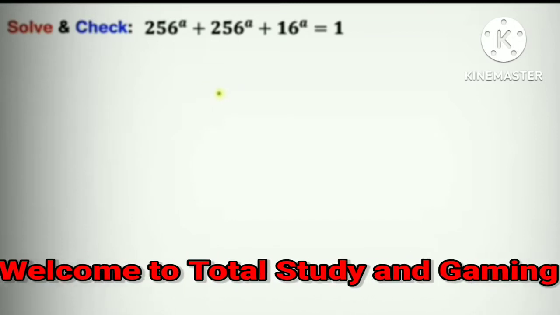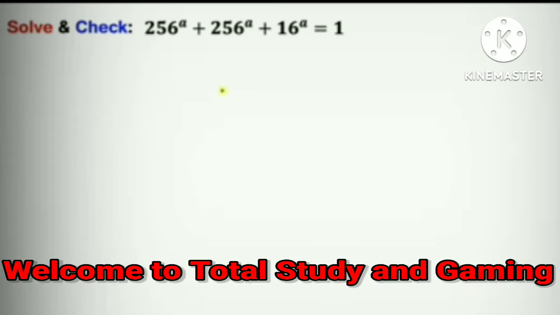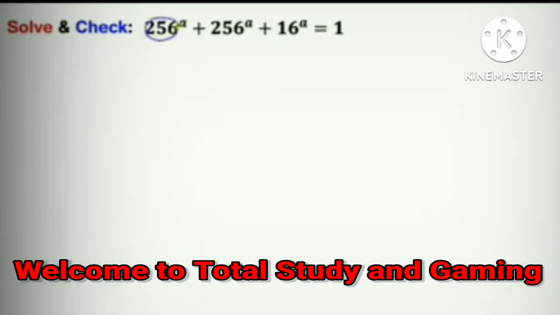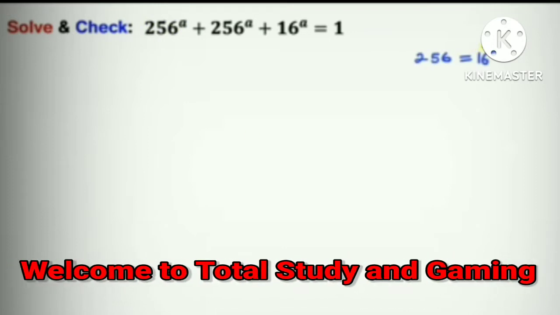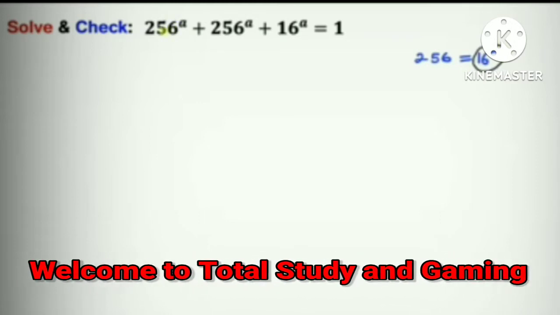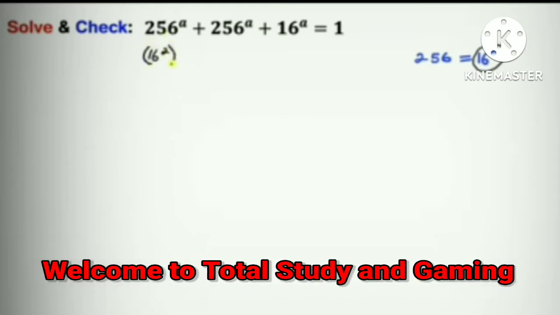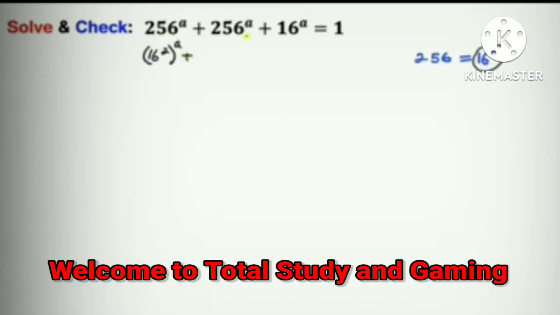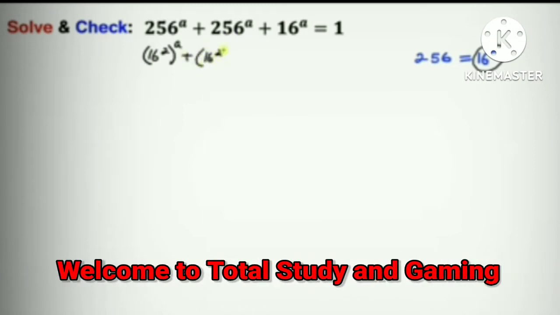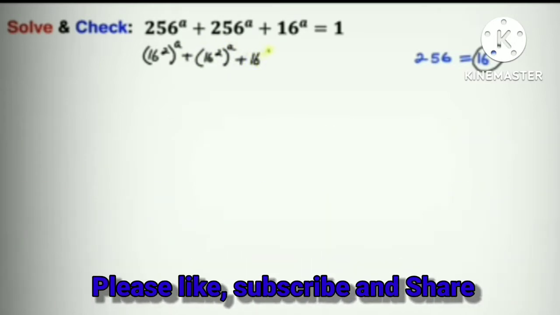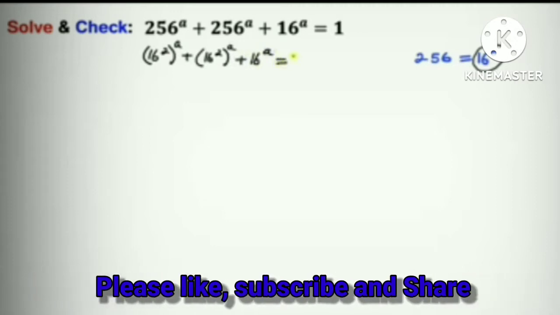So let's go ahead and get started with the solution, and here's the very first step we are going to do. Let's focus on this base 256, and 256 could be written as 16 squared. So therefore I'm going to replace this 256 by 16 power 2 and then whole power a, plus likewise I'm going to do the same thing, 16 power 2 whole power a, plus this 16 power a equals 1.